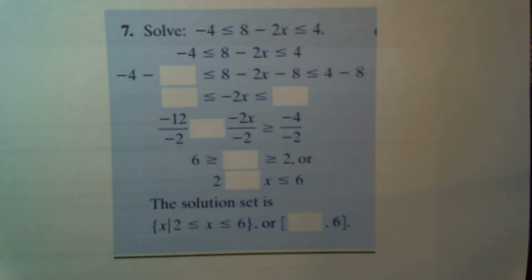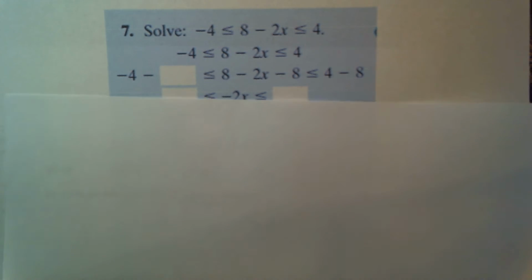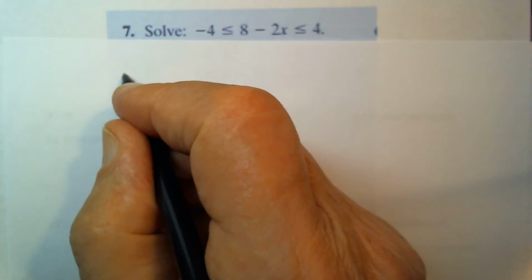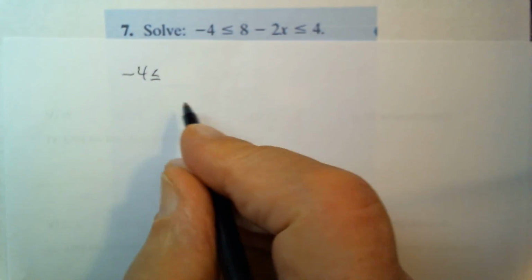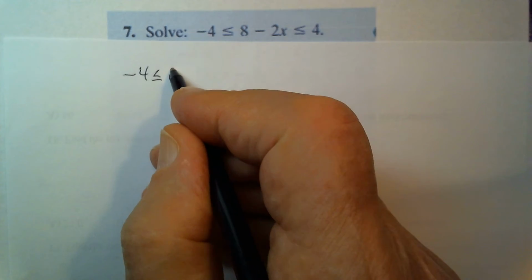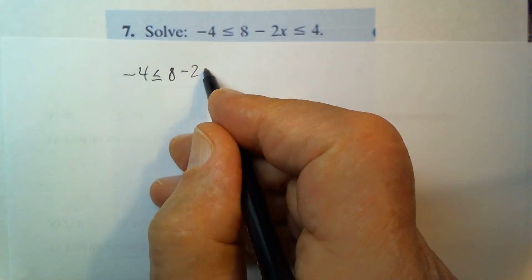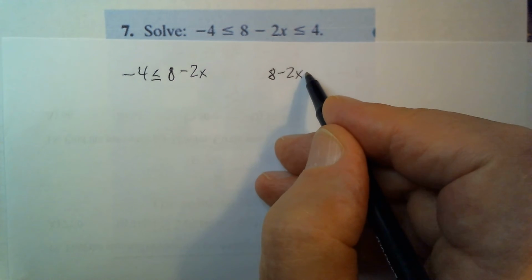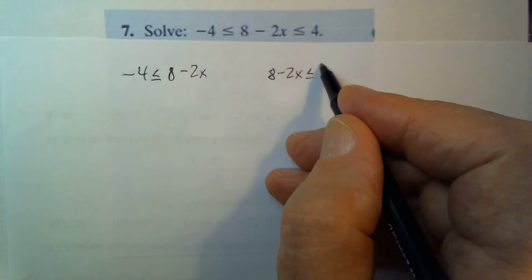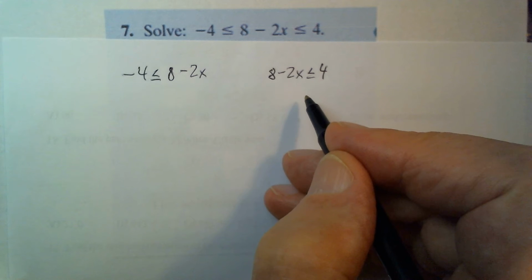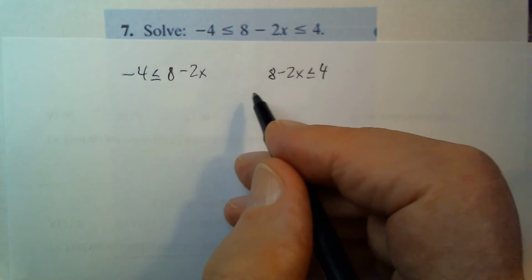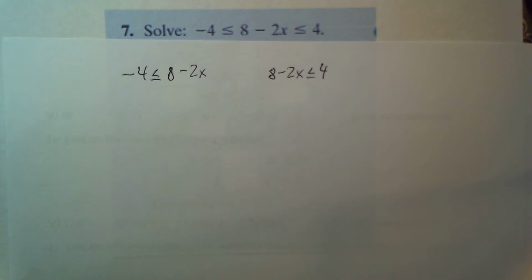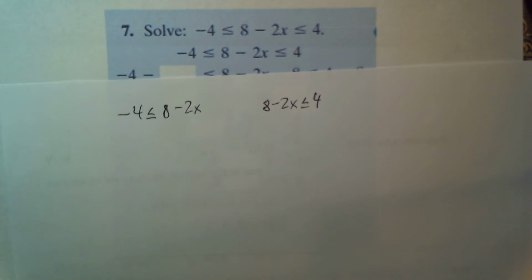Let's look at the compound inequality in example number 7. So in the past, we would have written this as minus 4 less than or equal to 8 minus 2x, and as 8 minus 2x less than or equal to 4. And we would have solved them separately and then combined the solutions. But there's a more elegant way of doing this, and that is the purpose of this guided solution.